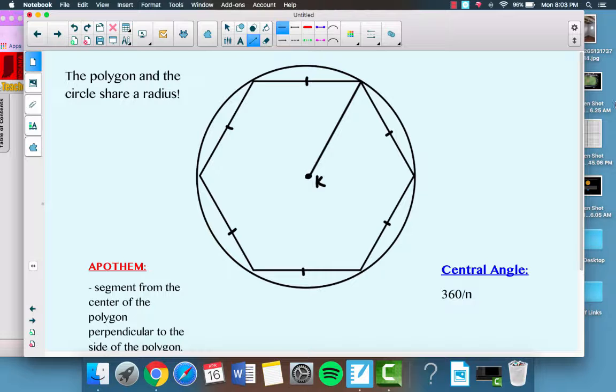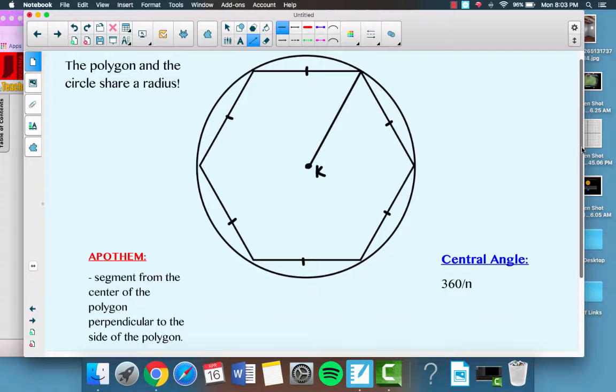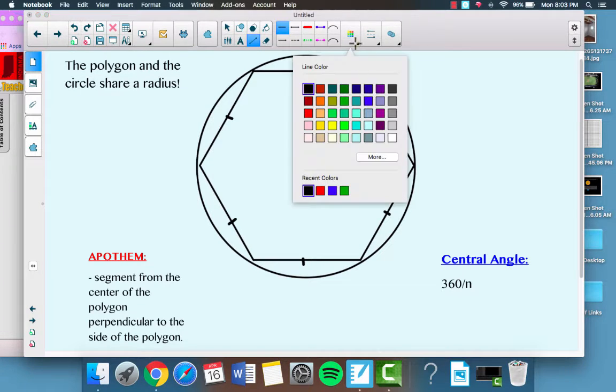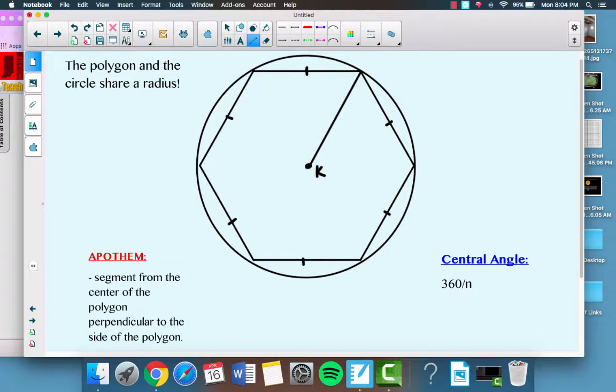That's kind of nice. I also have this new vocab word down here. It's called the apothem. Make sure you write that down. So the apothem is a segment that goes from the center of the shape and then goes perpendicular to the side of that regular polygon. So let me get a red here. Okay, so from the center, I'm going to draw a segment that creates a nice 90-degree angle to the side of the regular polygon. Okay, so that's called the apothem, and this is going to be very helpful because this is the height of a triangle.